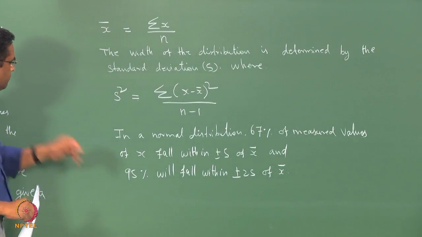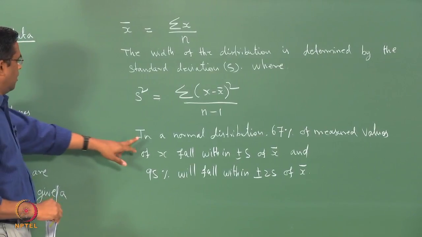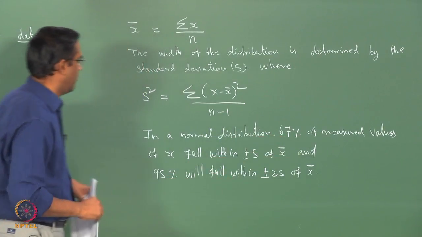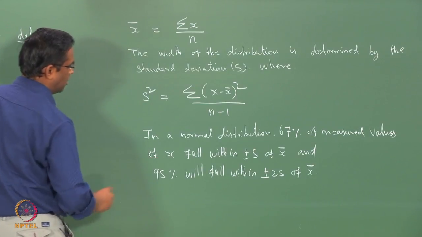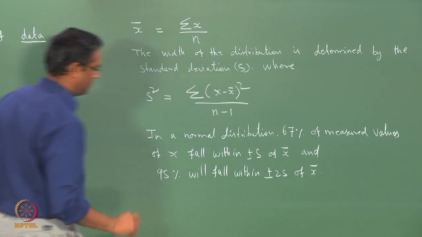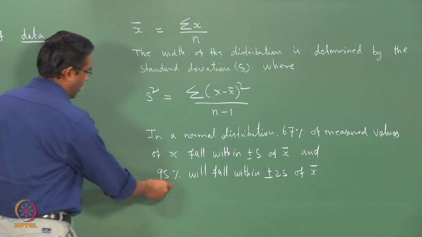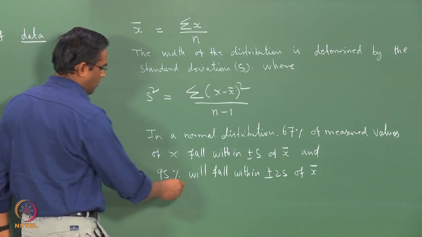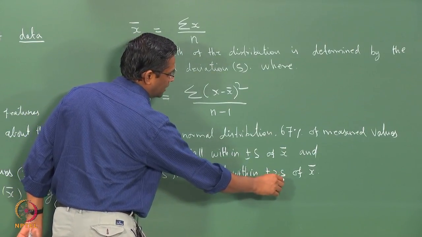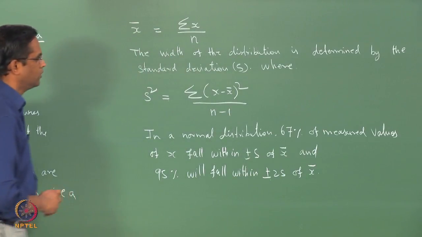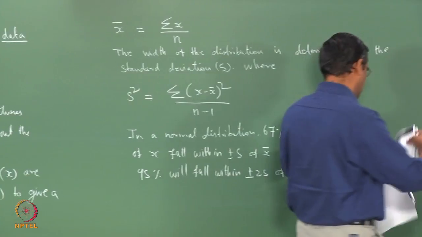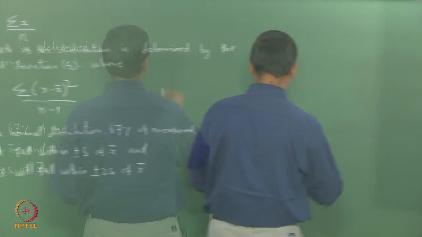what I have written here is that for a normal distribution, 67% of the measured values of x fall within plus or minus s of x bar, and for a 95% confidence level they will fall within plus or minus 2s of the x bar. So, we can plot this and then we can discuss that. Let us plot this.